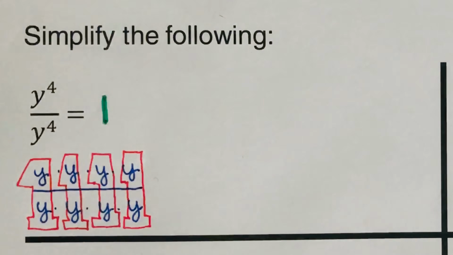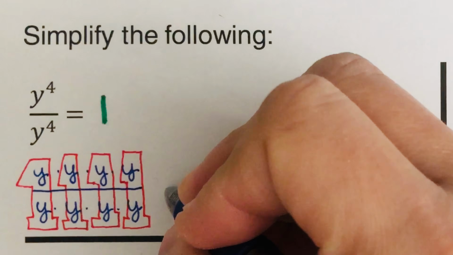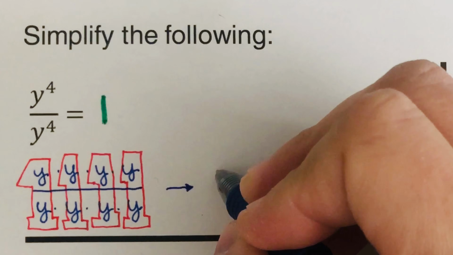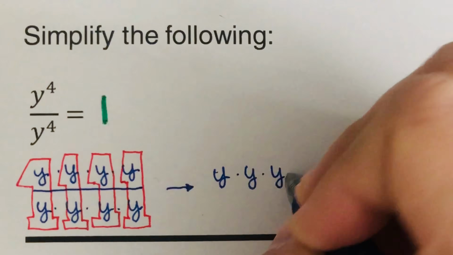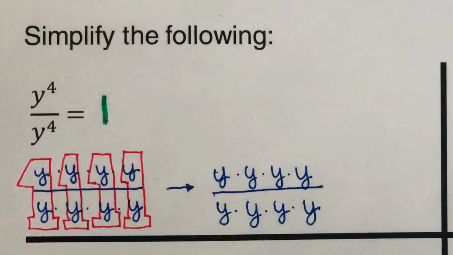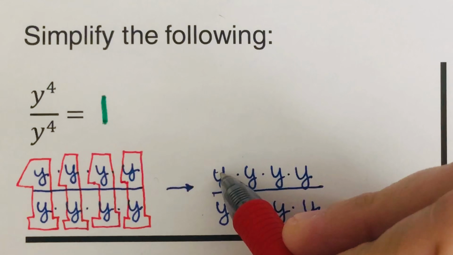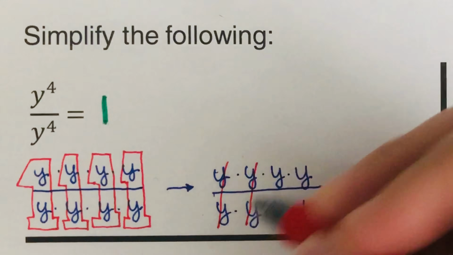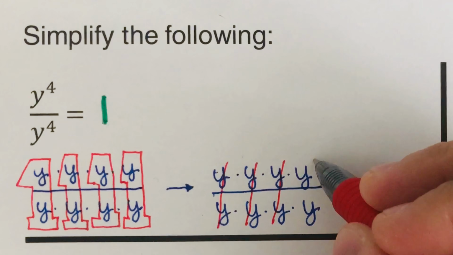Now I will show you a different way of doing this where we cross them out. So we can write that this way. So we have 4 y's. Okay, so we can partner up the numerator and the denominator, and we can cross them out. We can cross these 2 out, we can cross these 2 out, and we can cross these 2 out.